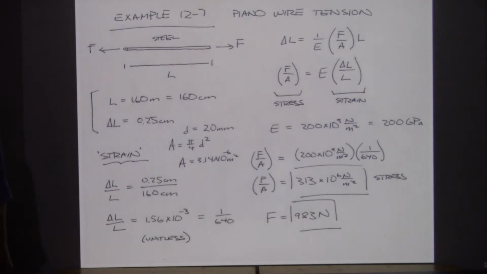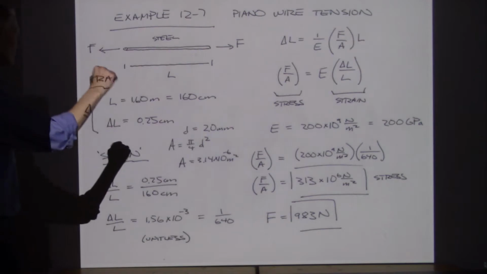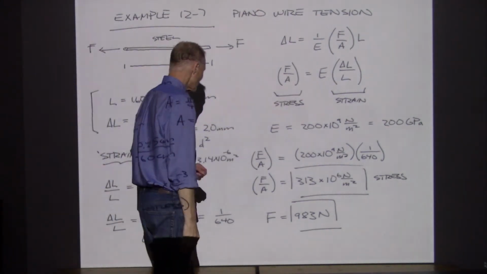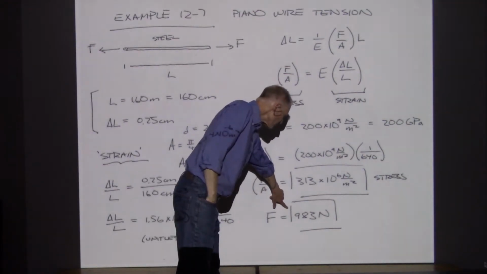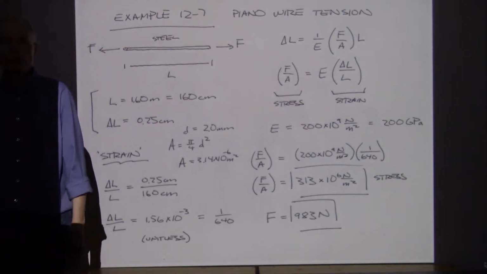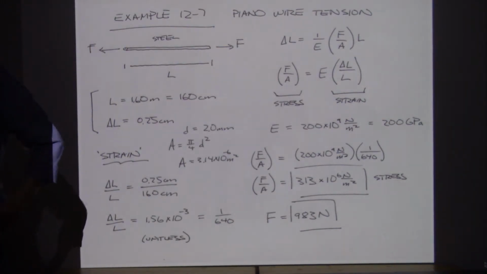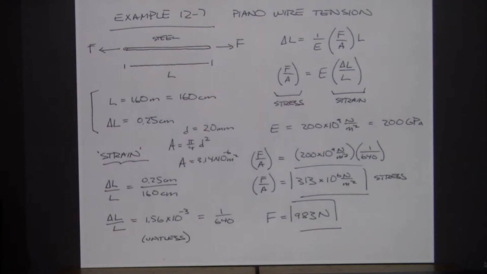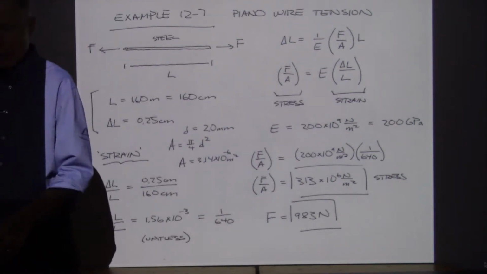So you get out that piano tuner and you tighten whatever the wires are attached to. And so this wire has been tightened to almost 1,000 newtons. Now 1,000 newtons would be about 200 pounds of force. Seems like a lot. I don't know if that's a typical tension in a piano string or not. 200 pounds does sound like a lot.